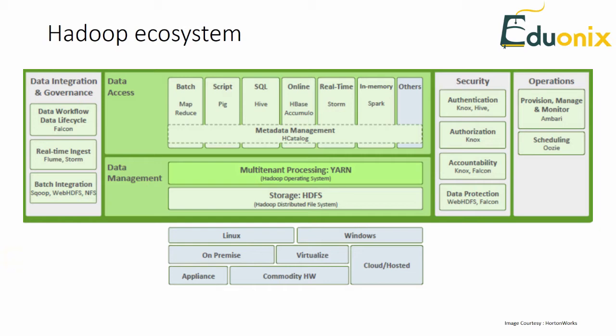Let's look at the data access section. MapReduce is a programming model for processing large datasets with a parallel distributed algorithm on a cluster. Apache MapReduce was derived from Google's MapReduce. It is the core of Hadoop. Apache Pig provides an engine for executing data flows in parallel on Hadoop. It includes a language, Pig Latin, for expressing these data flows.